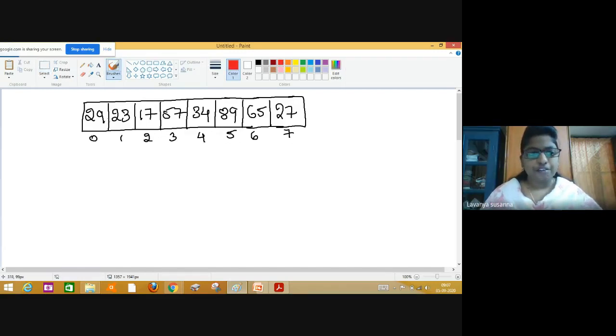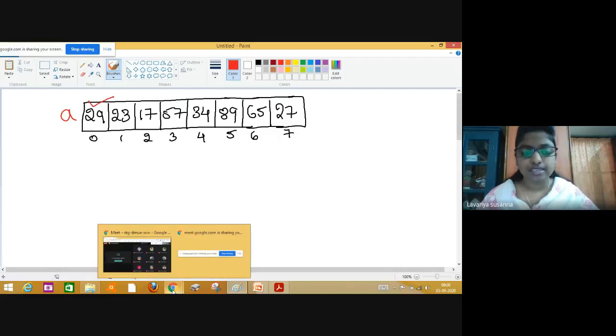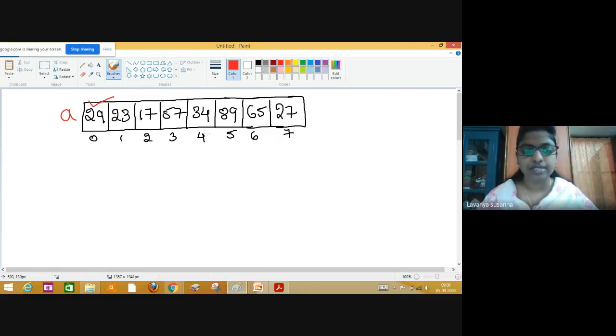See here. If you want to access 29, how to access 29? Here the array name is A. Can anyone answer my question? How to access element 29? See, these are the basics. In order to solve this problem using quicksort, you should have some knowledge of how to access all these elements. You need to know that.